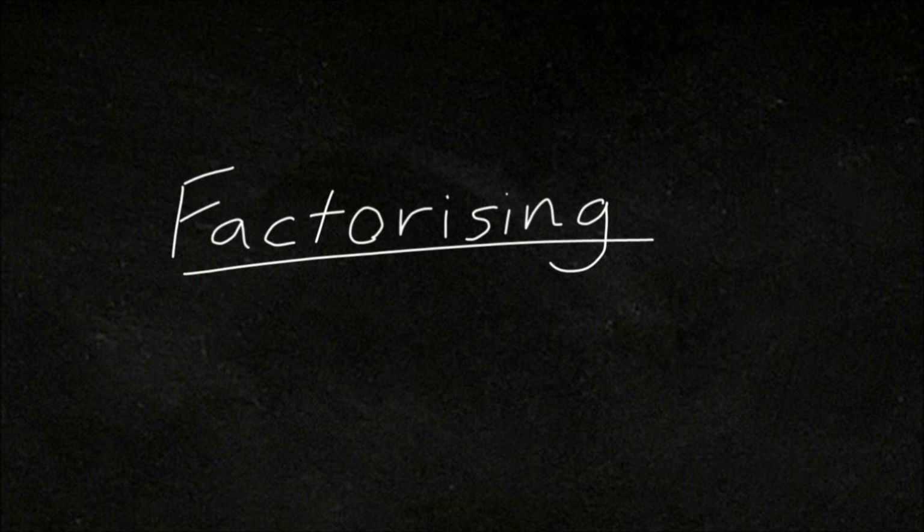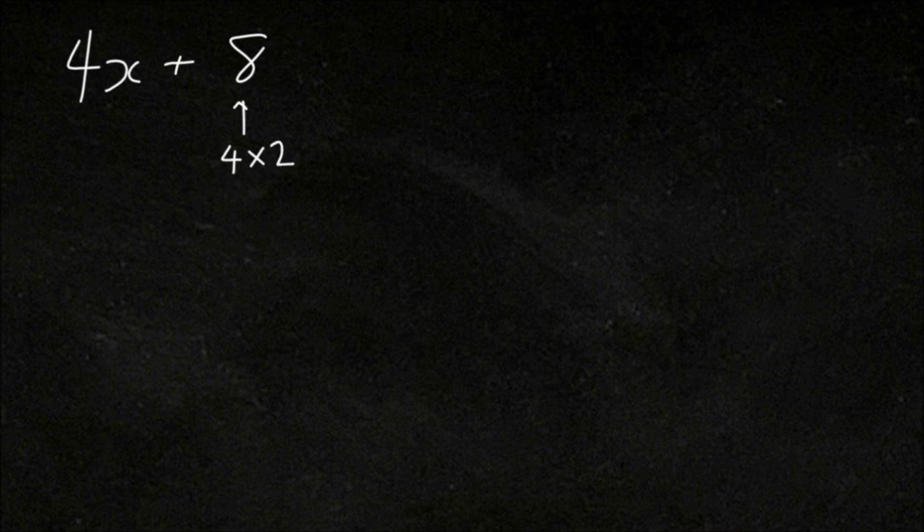Today I'll be talking about factorising. Start with the example 4x plus 8. To factorise this, we need to look for a common multiple between the 4 and the 8. This one's pretty easy because we know that 8 is 4 times by 2.